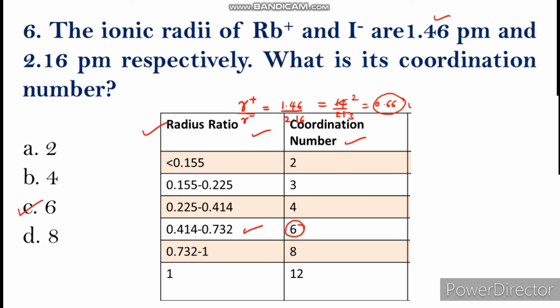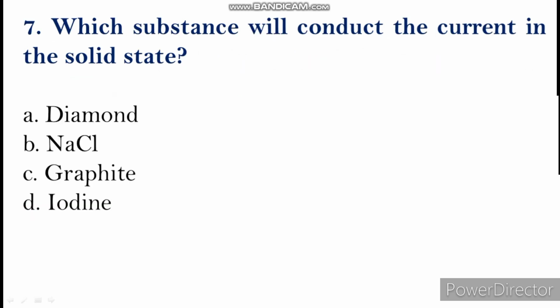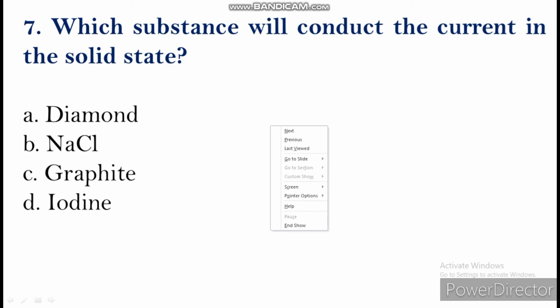Next we'll see the next question. Which substance will conduct electricity in solid state? See here, which of them will conduct electricity in solid state? Obviously graphite. Why? We know graphite is a good conductor of electricity. It's an allotrope of carbon. Even though carbon is a non-metal, graphite is a good conductor of electricity.